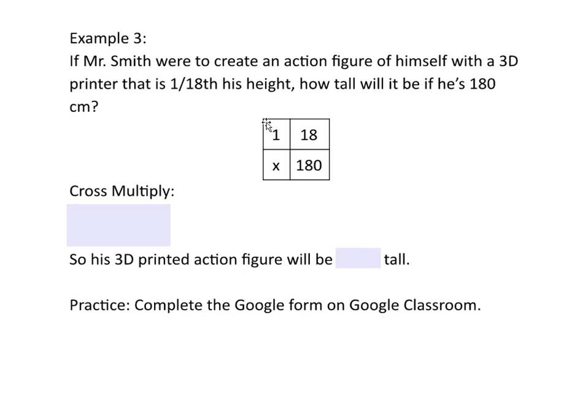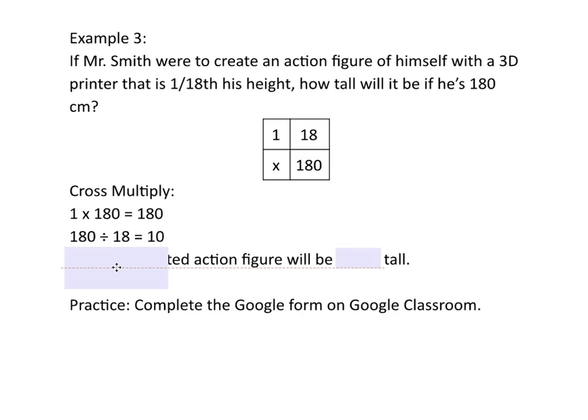So then we cross multiply 1 times 180, then divide it by 18. So 1 times 180 gives us 180 exactly. Divided by 18, we get 10. So when I 3D print it, it's going to be 10 centimeters long. All right, that should be everything for this lesson.